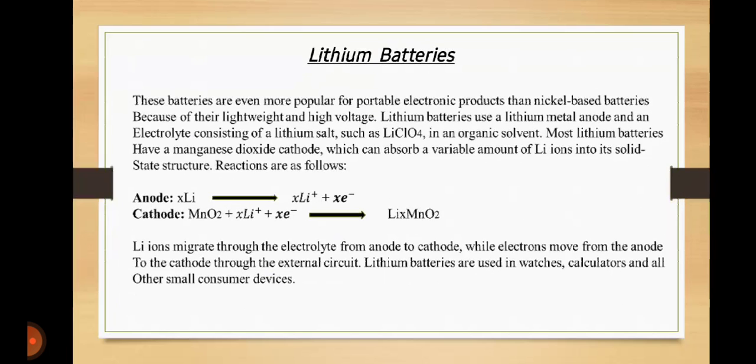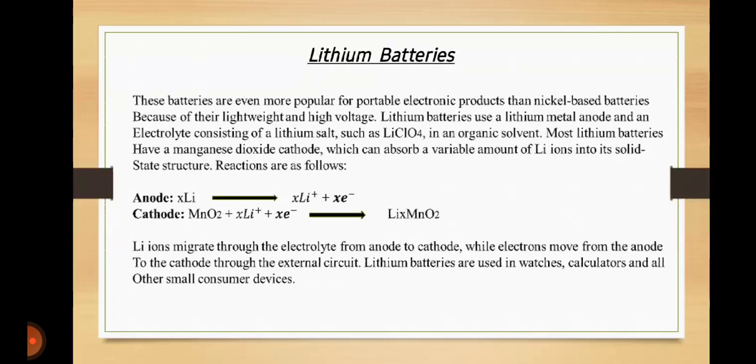Then we have lithium batteries. These batteries are more popular for portable electronic products than nickel-based batteries because of their light weight and high voltage. Lithium batteries use a lithium metal anode and an electrolyte consisting of a lithium salt such as lithium perchlorate in an organic solvent. Most lithium batteries have a manganese dioxide cathode, which can absorb a variable amount of lithium ions into its solid state structure.